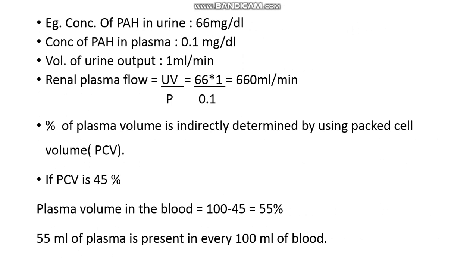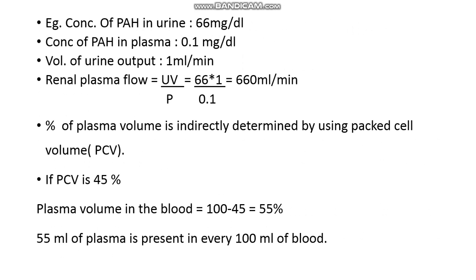Then the percentage of plasma volume is indirectly determined by using packed cell volume. With the help of the packed cell volume we can indirectly calculate the plasma volume. If we consider that the packed cell volume is 45%, then what is the plasma volume in the blood? 100 minus 45, that is 55%.